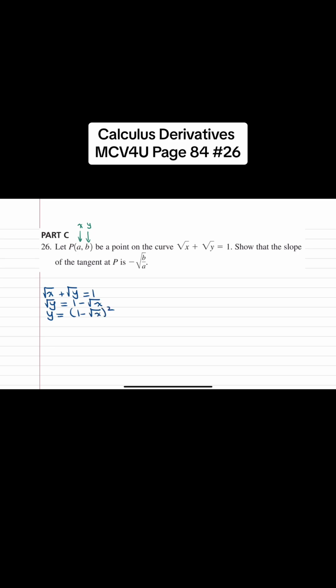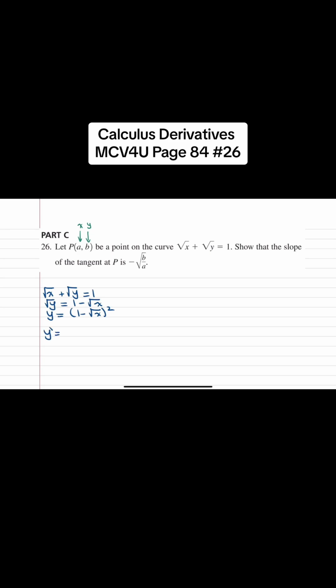From here you have a few different choices. For example, you can decide to expand this, or you can keep it like this because we're going to take the derivative in a second and we can use a simple chain rule. And why are we going to take the derivative? Because the question is asking you to show that the slope of the tangent at P is equal to negative root B over A, and the derivative is simply the slope.